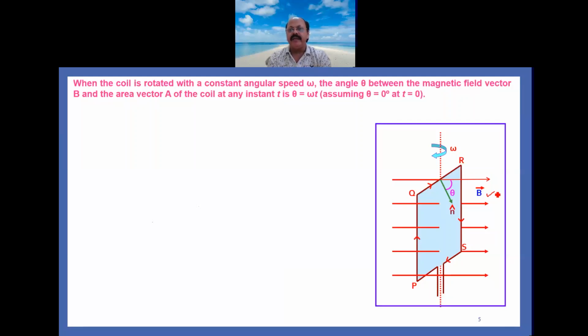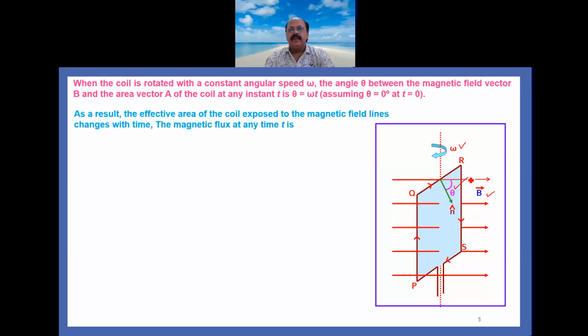B, which is produced by the poles of a horseshoe magnet, and this dotted line represents the axis of the coil about which it is rotating with angular velocity omega, and theta is the angle between the normal drawn to the plane of the coil and the magnetic field. Then as the coil rotates, the effective area of the coil exposed to the magnetic field lines changes with time.